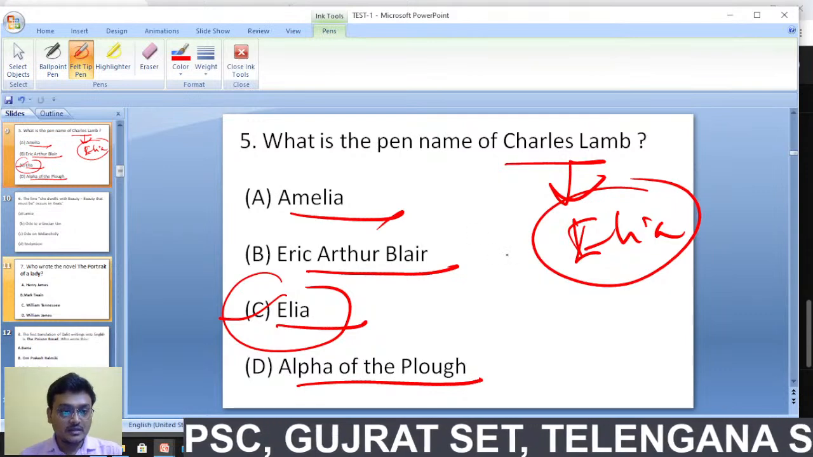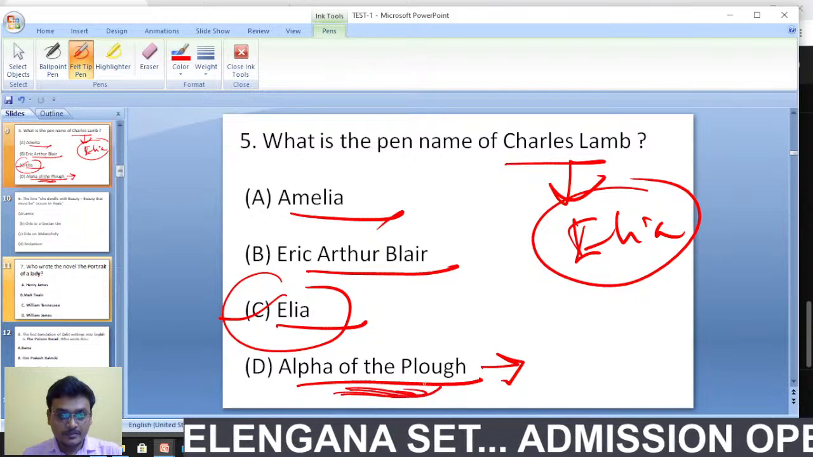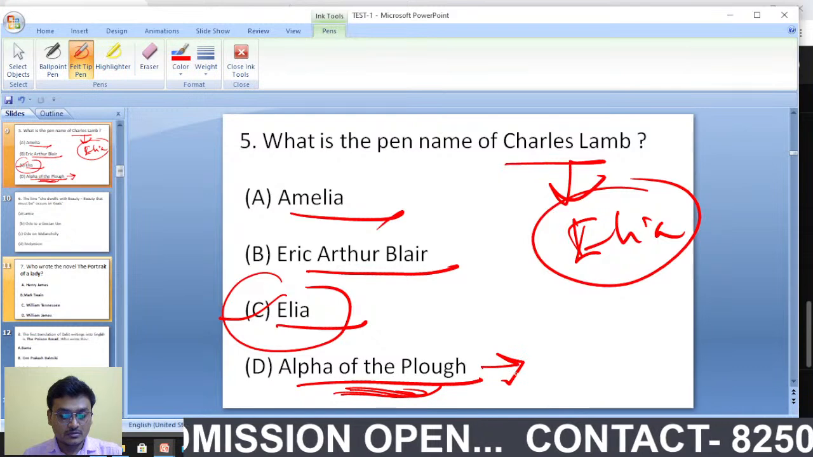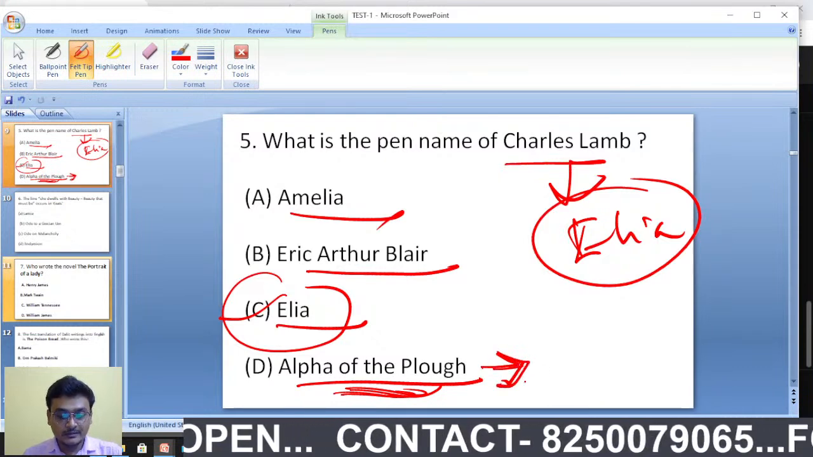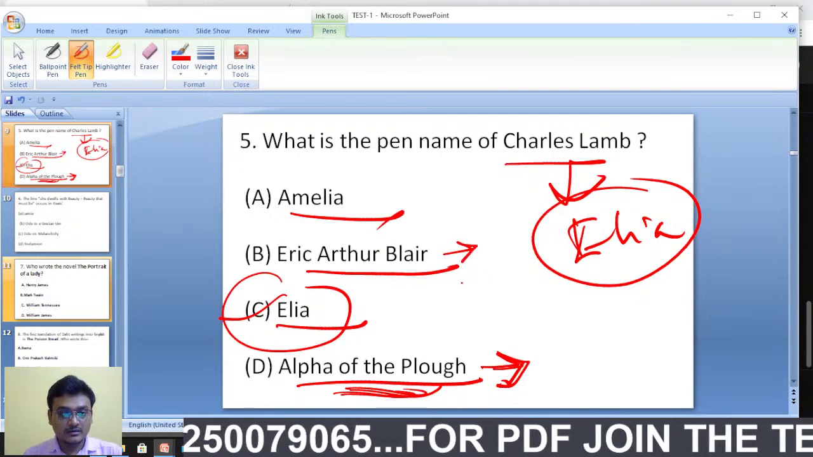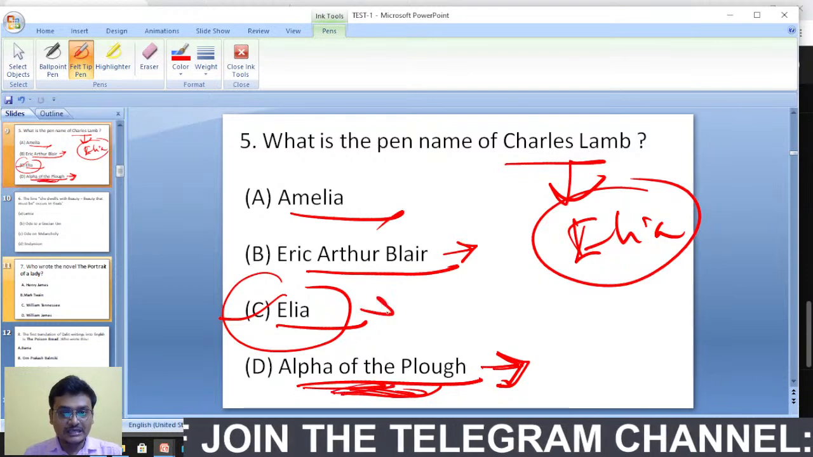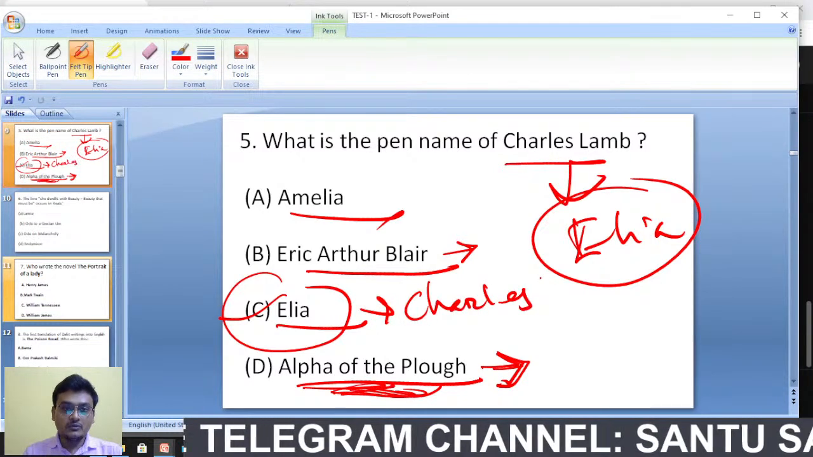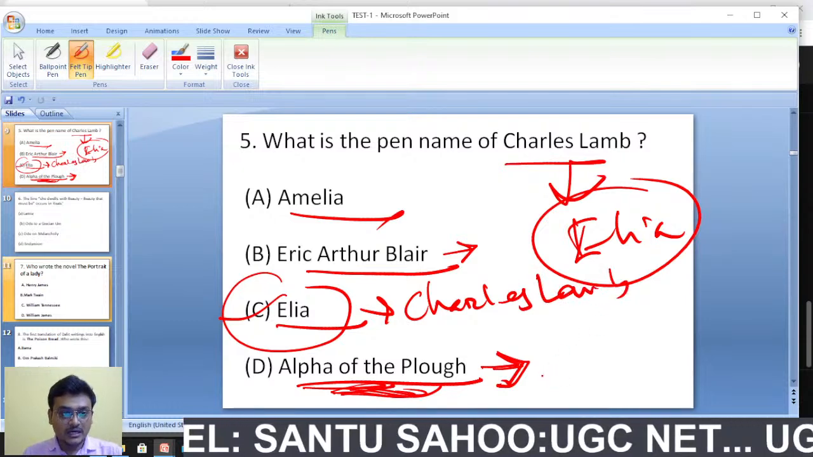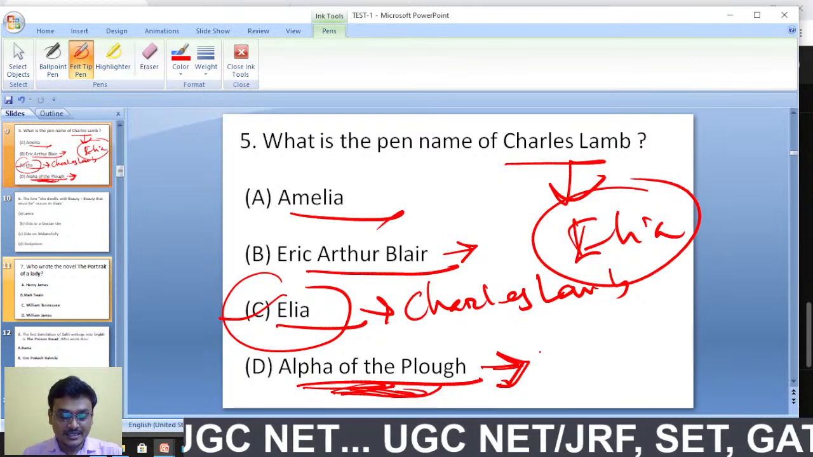Excellent. So here, now you tell me, Alpha of the Plough, the pen name of whom? And Eric Arthur Blair is the pen name of which writer? First you tell me Alpha of the Plough. So Elia is Charles Lamb. Got it? Now you talk about Alpha of the Plough. Do you know? Yes or no?